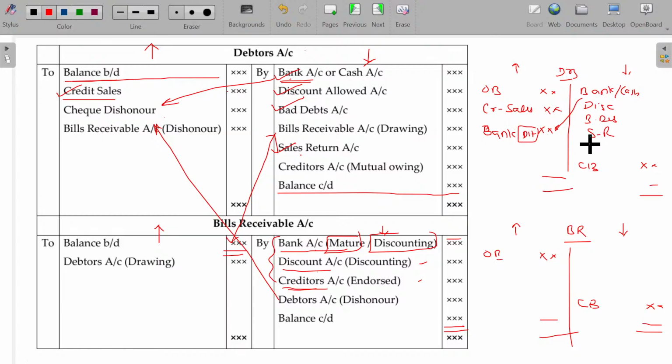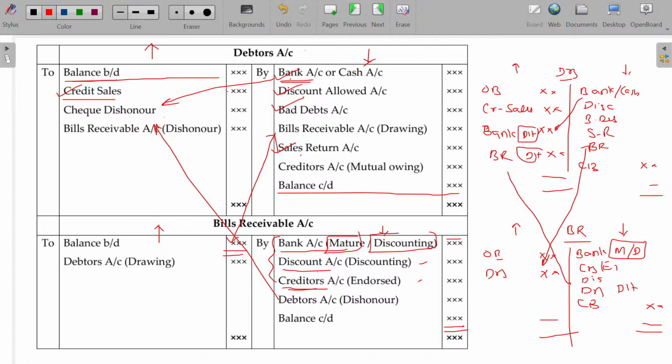Sometimes debtors will accept a BR, that also reduces the balance, and automatically it raises the BR account. Okay, parallel. Is that clear? And the BR can be encashed on maturity or discounted, or it may be handed over to the creditors by endorsing. While doing so, you will sometimes get a discount, or you have to offer a discount. Sometimes the amount may be dishonored. In case of dishonor, again it comes back as debtors from BR. This is nothing but dishonor. Is that okay? Parallel. Clear?